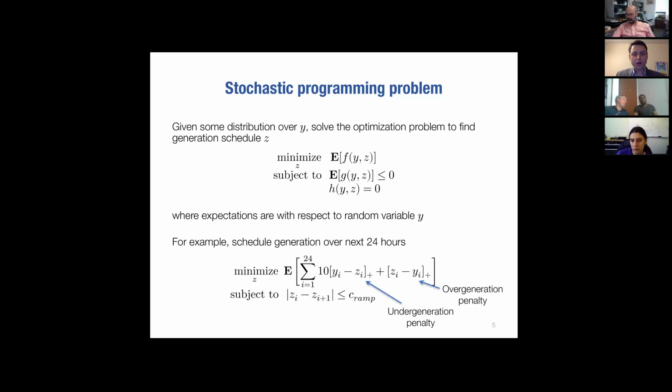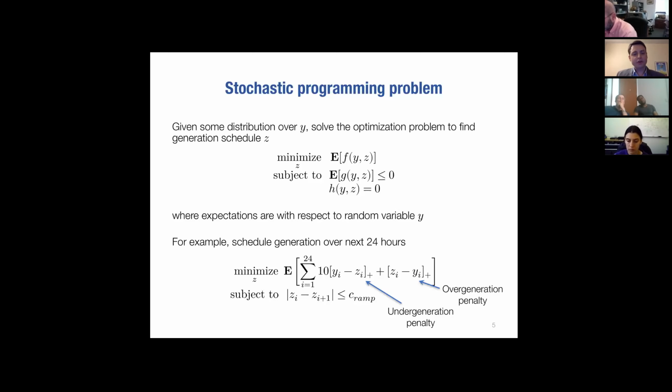some factor, I'm calling it 10 here, times (y_i minus z_i)+, which is our undergeneration penalty. If our true demand y ends up being bigger than our generation, we pay a big penalty for not having enough generation capacity. The other thing happens if z_i is bigger than y_i: we pay an overgeneration penalty. Those are the two terms in that objective function. They penalize asymmetrically when we overgenerate or undergenerate. Remember, in this cost function, y is the actual future demand that we see later on, but then you take the expectation of this. That's where the random variable factors in.